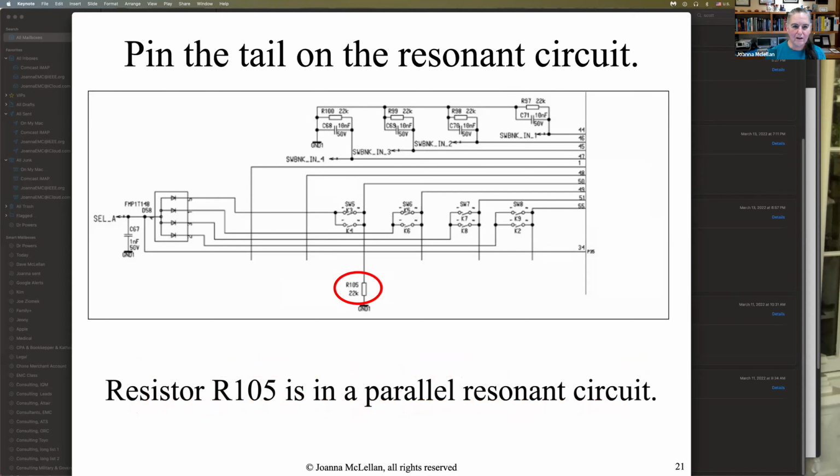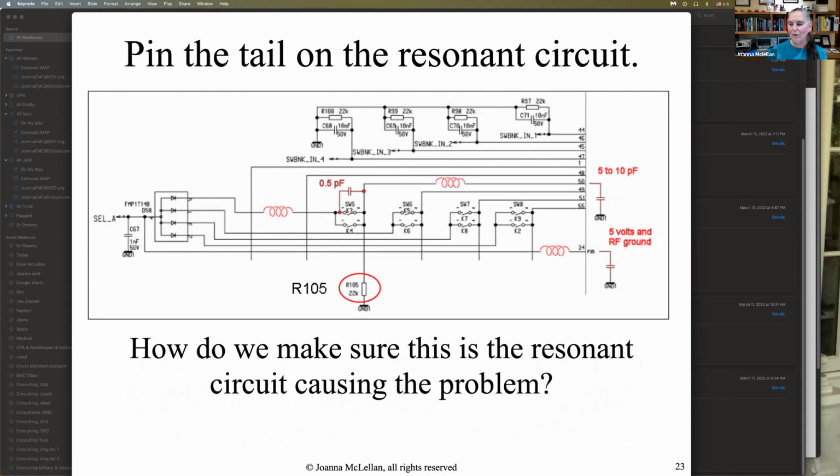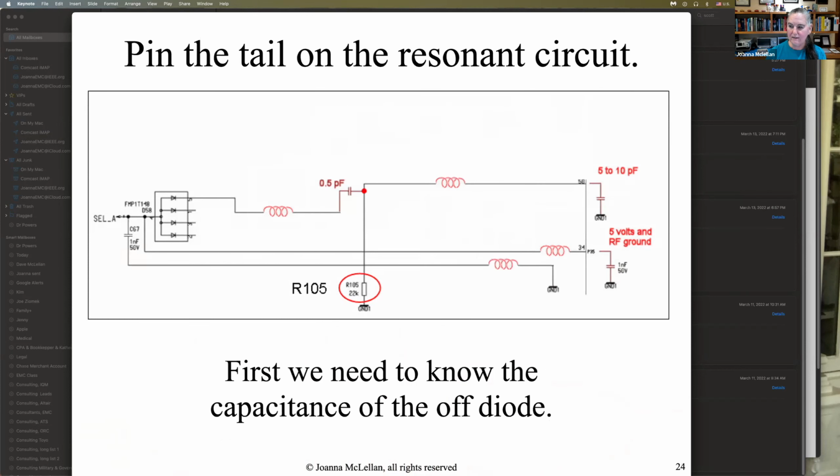It tells you you have a parallel resonant circuit. So let's go ahead and take a look at what that means to us. It means that we're looking for a resonant circuit that will resonate at that frequency, that will absorb energy at that frequency. And we simply calculate the resonant frequency.